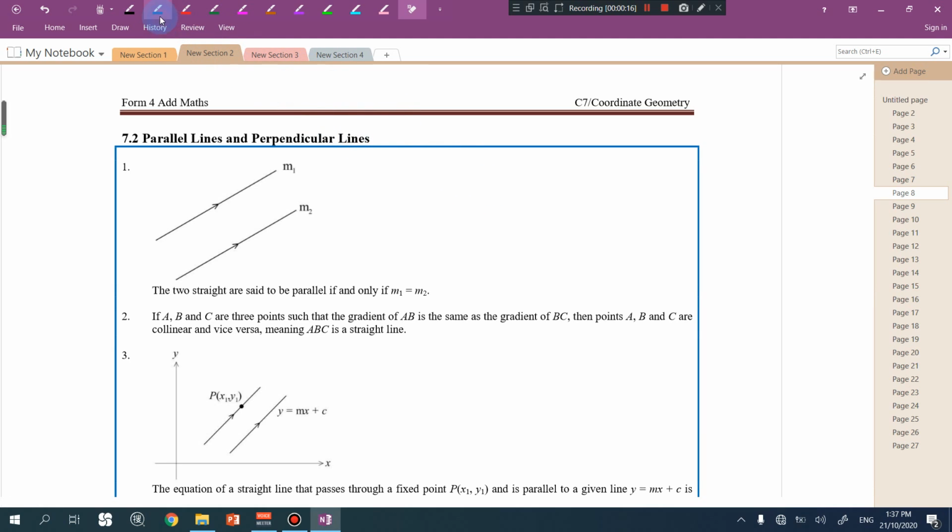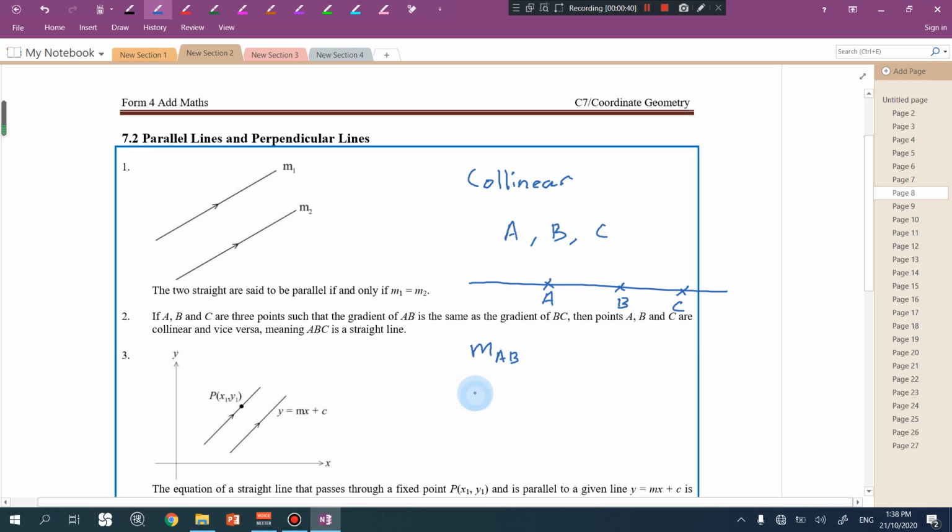Okay, now let's look at collinear. What does this word mean? Collinear. If the question tells you that the points A, B, and C are collinear, this means that points A, B, C lie on the same straight line. From here, we know that the gradient of AB, the gradient of BC, and also the gradient of AC will be the same. So remember, collinear means that they have the same gradient.